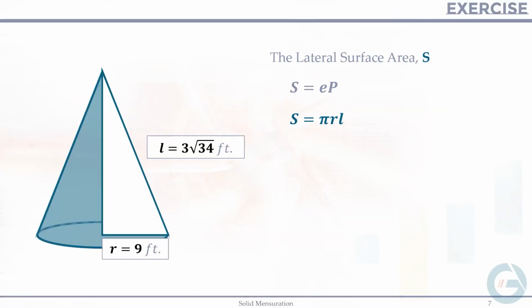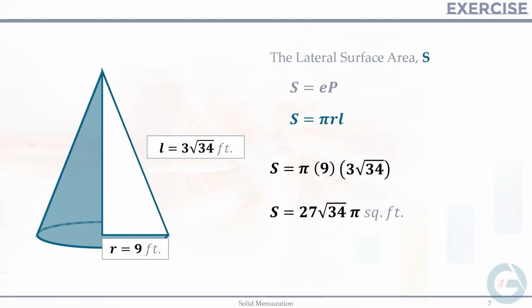Okay, so let's plug in the values now. So we have S equals pi times r, which is 9 feet, and the slant height, which is 3 square root of 34 feet. And this will give us the lateral surface area of the cone, which is 27 square root of 34 pi square feet.